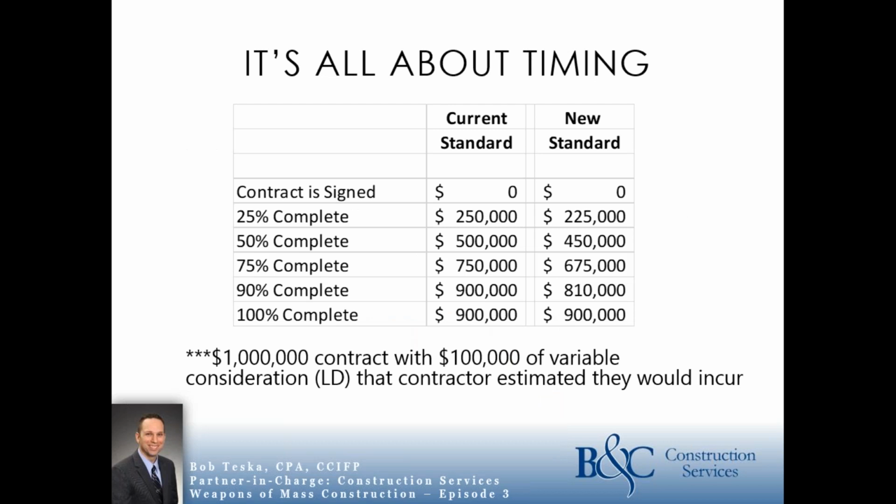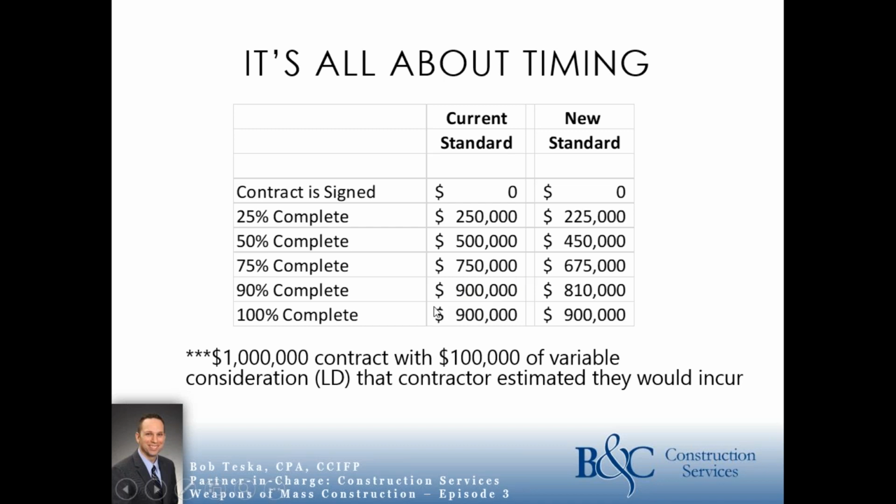So under the new standard, like I said, it's all about timing. In this situation, it's a $1 million contract with $100,000 of variable consideration. In this case, we're talking liquidated damages that the contractor estimated they would incur. So under old revenue rec, you wouldn't consider those $100,000 of LDs at the outset. So as the contract was signed, zero revenue; 25% done, we've got $250,000; 75% done, you're at $750,000. At 90% done, you've got $900,000 recognized.